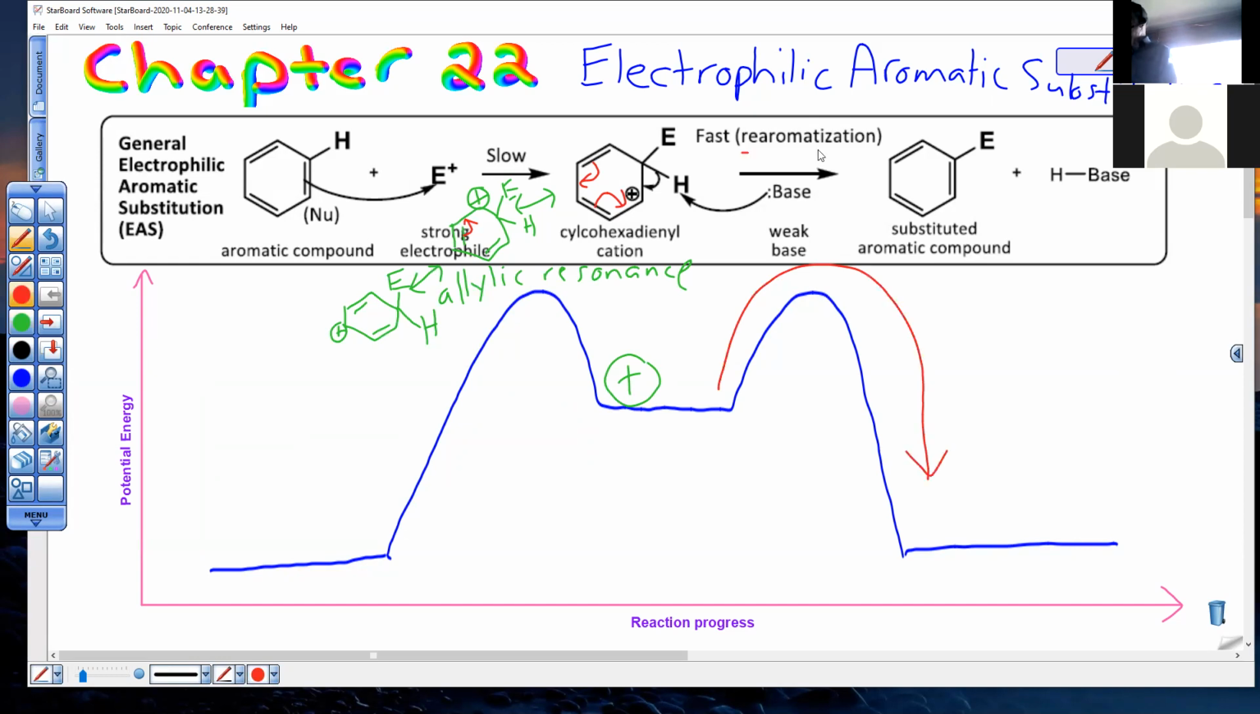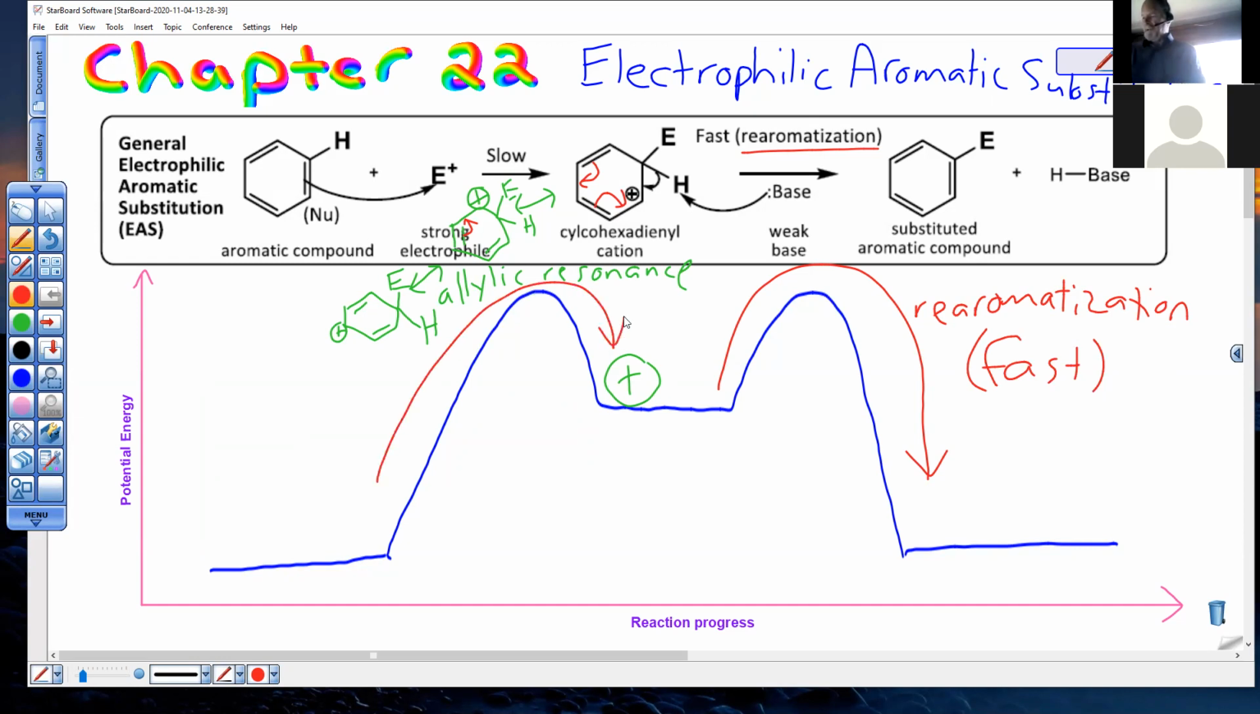So this process here, as is indicated up here, is re-aromatization. And it is lightning fast. And electrophilic addition, because it has such a high barrier, is really slow.